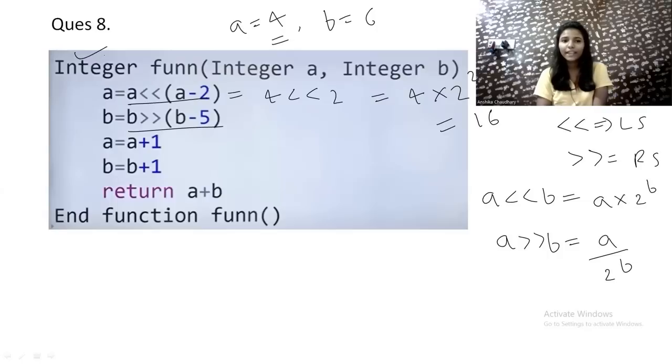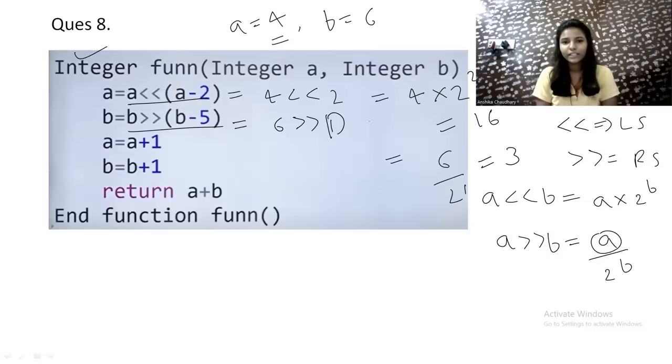So the value of A is now 16 and we have to perform B. What is the value of B? B is 6. B minus 5 is 1. So we have to perform this: 6 right shift 1, which is 6 divided by 2 raised to the power 1. So this will be 3. So the value of A is 16 and the value of B is 3.